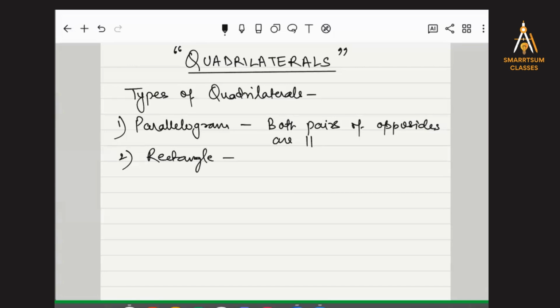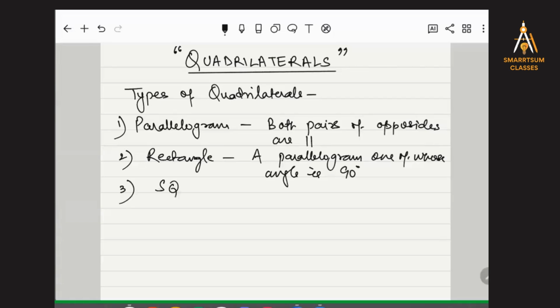So a rectangle is a parallelogram, one of whose angles is 90 degrees. So what is a rectangle? A parallelogram one of whose angles is 90 degrees. That is a rectangle. Is that clear? Opposite sides are already parallel because this is a parallelogram, and one of the angles is 90 degrees.